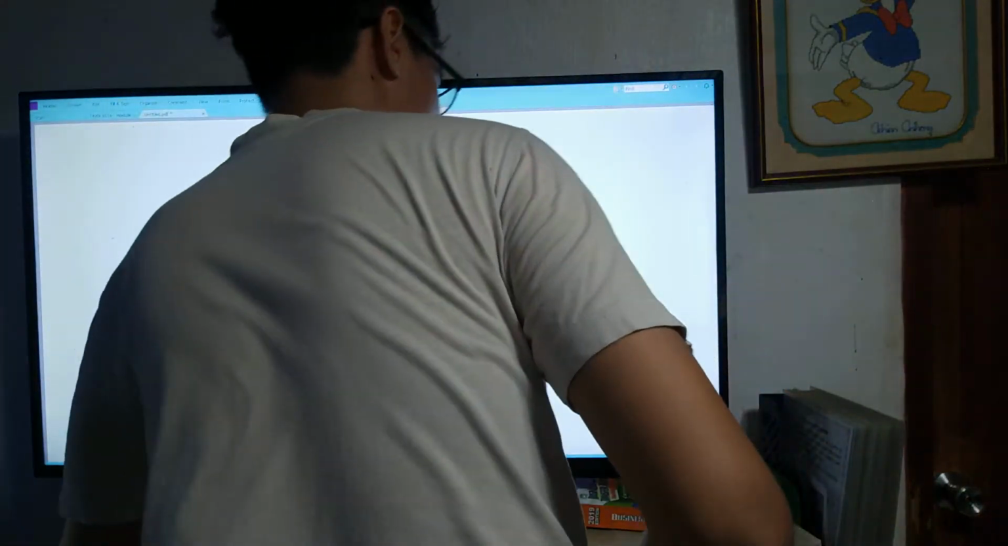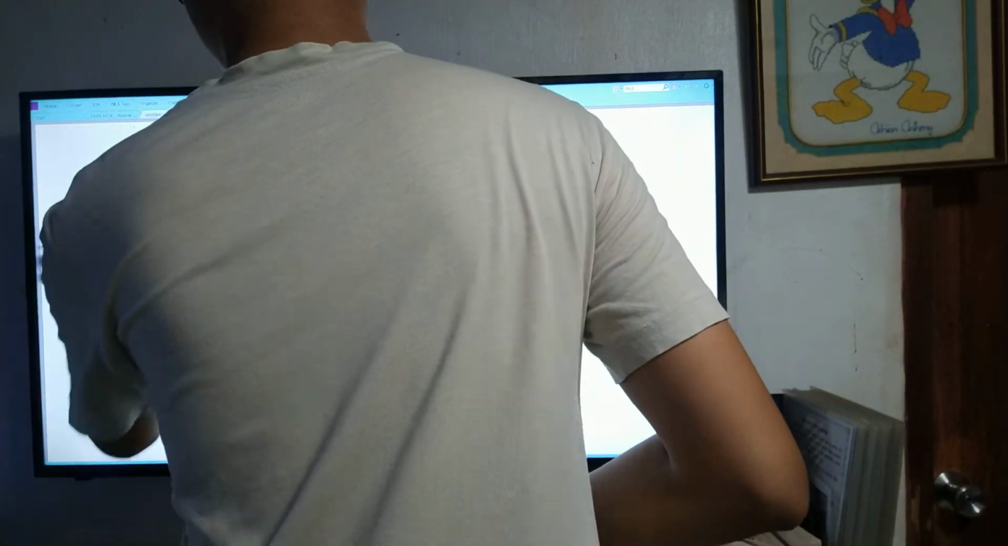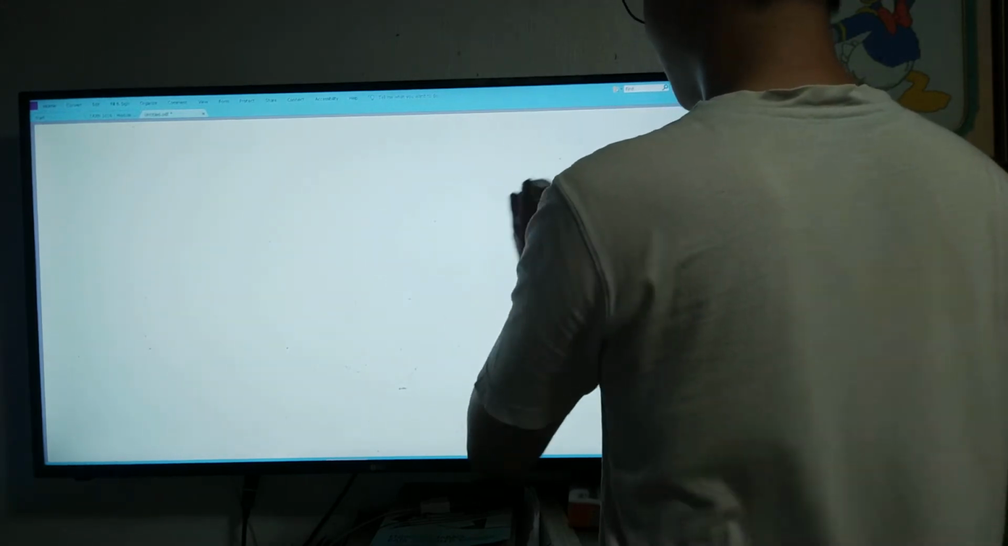Okay. So, yan, we have a blank canvas, white. Para at least maganda ang ating discussion. Allow me to just remove the markings on the whiteboard. Virtual whiteboard. Okay, anyway.